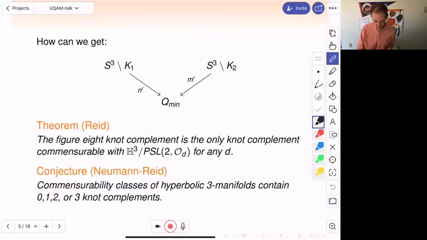The first thing is that the figure 8 knot complement is the only knot complement in its commensurability class, and this is a theorem due to Neumann and Reid. And he actually showed something stronger than that, and that is that the figure 8 knot complement is the only knot complement commensurable with one of these nice quotients, these PSL2 OD quotients. So what that means is that as long as we just throw out that one thing, anytime we see commensurable knot complements, there's going to be a minimal element in the commensurability class.